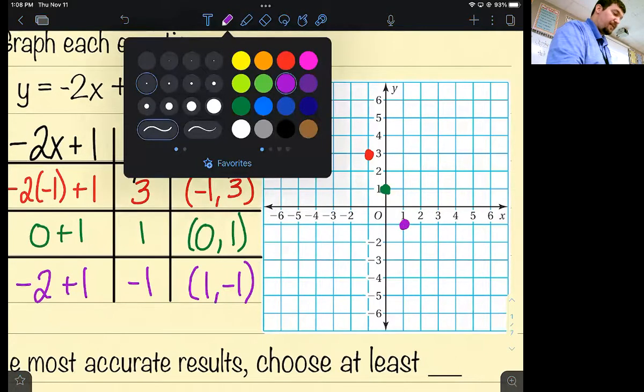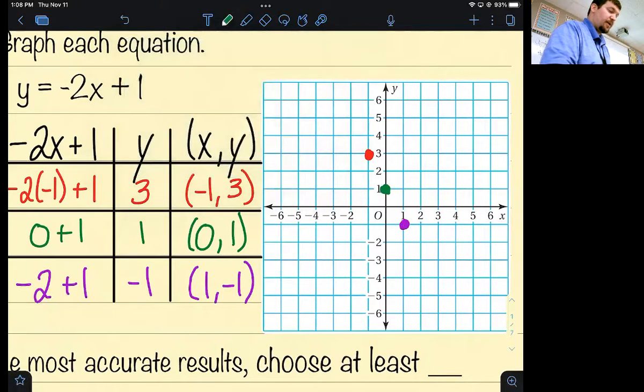So I'm going to go ahead and graph it. And on Notability, you can create a line by holding down, and it makes a straight line for you. And I'm going to put an arrow on that side, and I'm going to connect it, and do the same thing on this side. Draw your line so that it goes all the way through your graph, and so that it has arrows on both sides. Otherwise, it's just a segment.